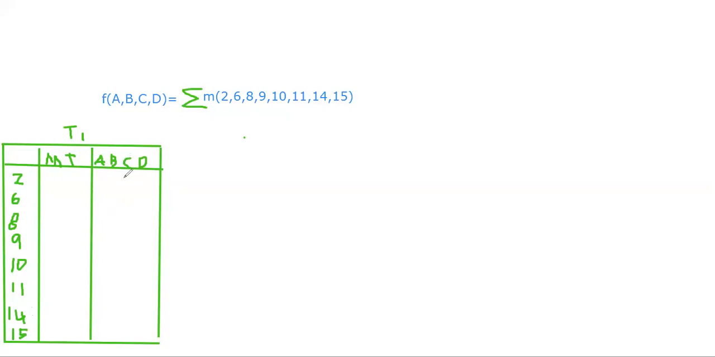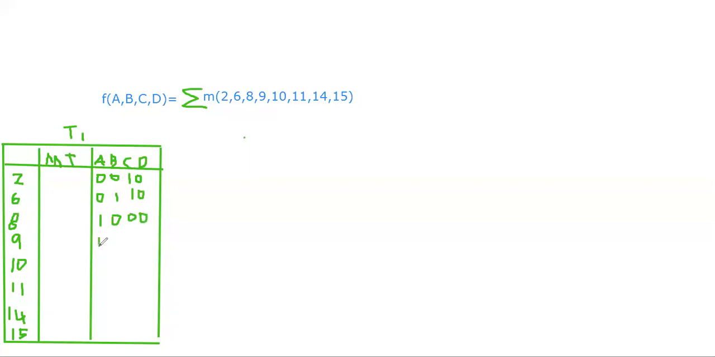So what is the corresponding binary number for 2? Can anyone of you tell? 0010. Good. Okay. For 6, it is 0, 1, 1, 0. For 8, it is 1, 0, 0, 0.